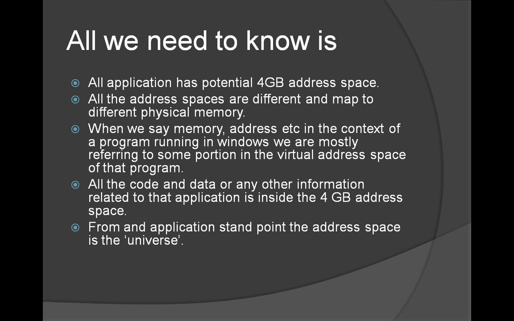So here is what we need to know. Every application has a potential 4GB address space. All the address spaces are different and mapped to different physical memory. So the underlying physical memory for different addresses is different. When we say memory, address, etc. in the context of a program running in Windows, we are mostly referring to some portion of the virtual address space of that program, the 4GB of that program. We are not referring to the RAM of the computer. We'll make this clear as we go through this presentation once again.